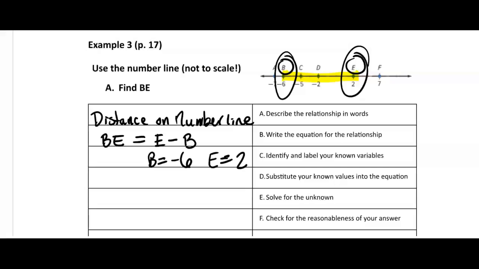And then I'm going to substitute my known values into the equation. I don't know BE, that's what I'm trying to find, so that comes down. Oh, sorry, absolute value of. I forgot the absolute value. It's important. So absolute value of E, which is 2, minus B, which is -6. And I close my absolute value symbol.